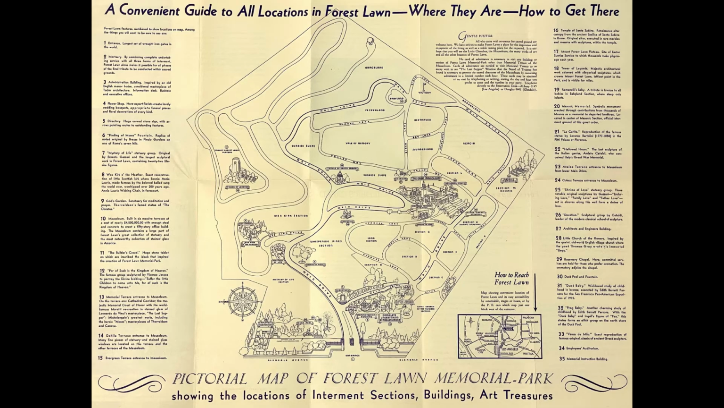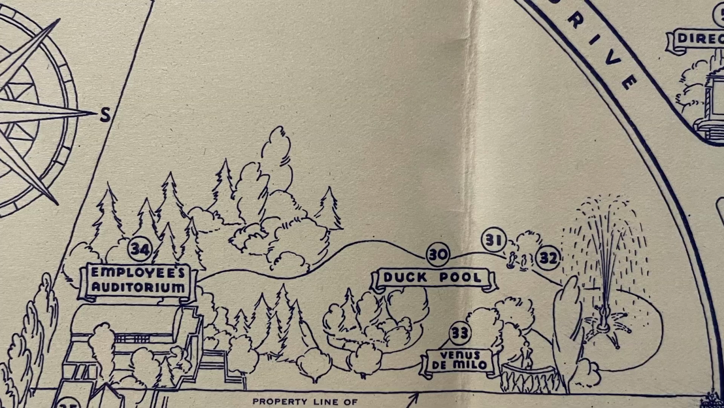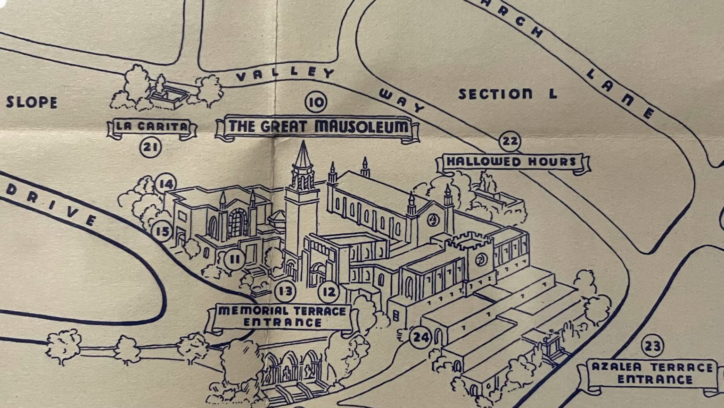One of the earliest pictorial maps is from 1935. The Venus de Milo replica had recently been installed near the duck pool. The Great Mausoleum was only halfway complete with 6 terraces instead of the final 11 terraces.